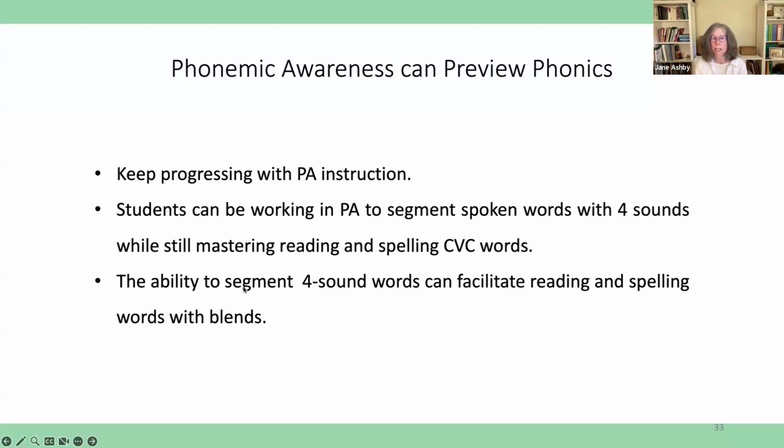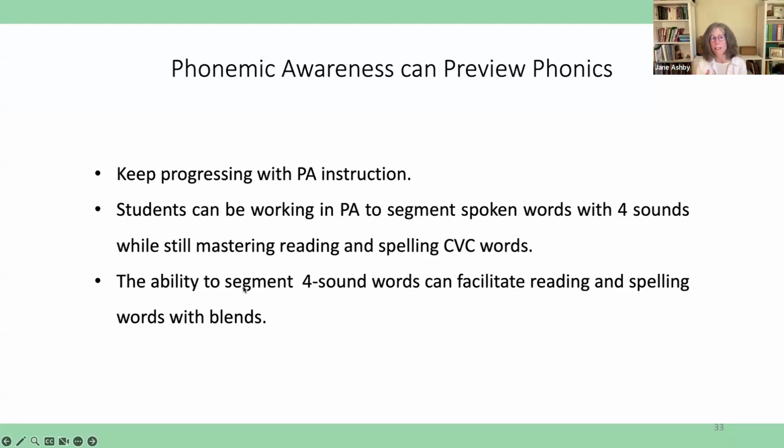You know, when you're teaching blends, you're not teaching any new sounds. They already know each of those individual sounds. They can read them in 3 sound words. What you're teaching is the principle of the consonant cluster and how that works, right? The concept of that. And so if you get ahead in your PA and they can split words with initial blends, you can start practicing initial blends in your phonics lesson.